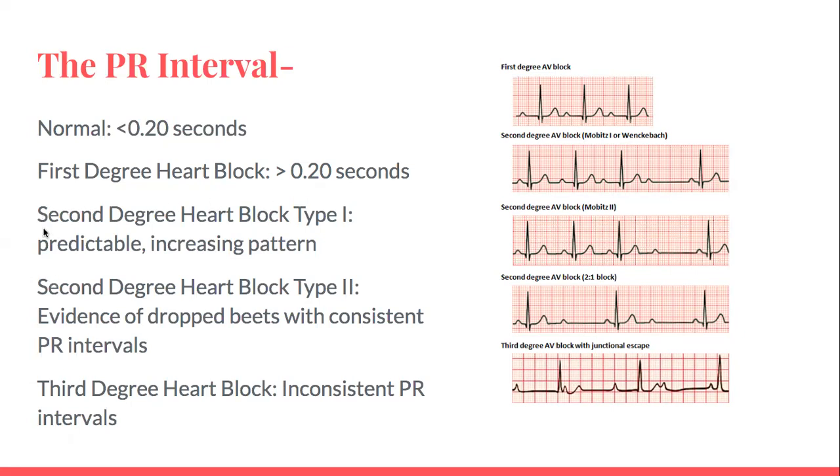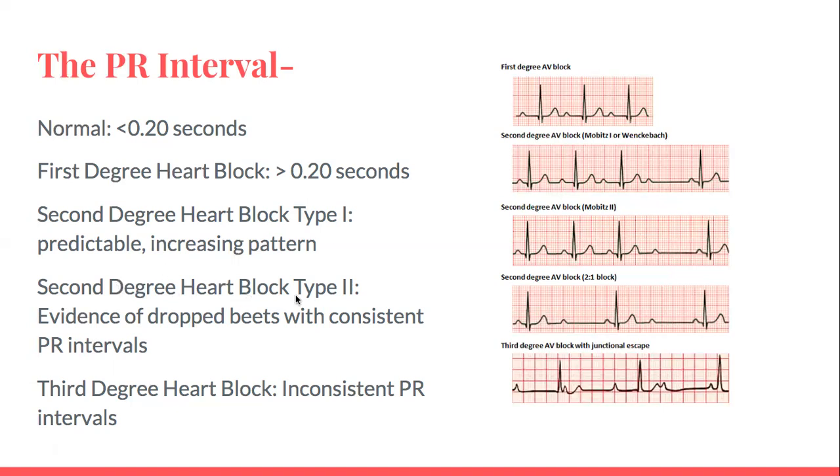There are 2 types of second-degree heart blocks. Second-degree heart block type 1 is when you have a predictable but increasing PR interval. So one might be 0.22 seconds, the next one might be 0.24 seconds, and then 0.28 seconds, and then it resets back to 0.22, then 0.24, then 0.28, back to 0.22. So it's a repetitive increasing pattern.